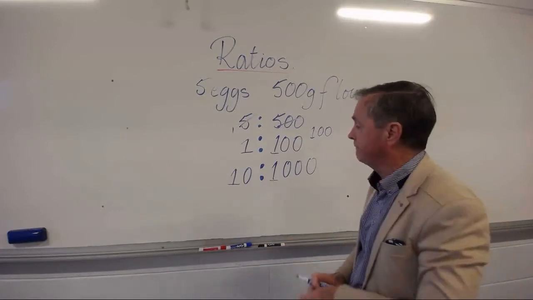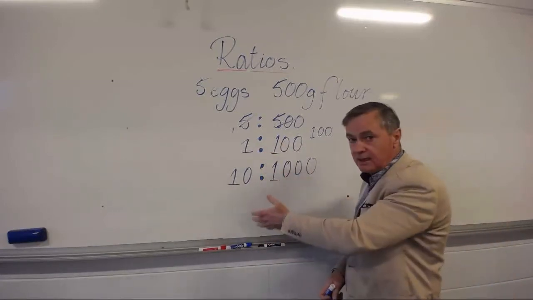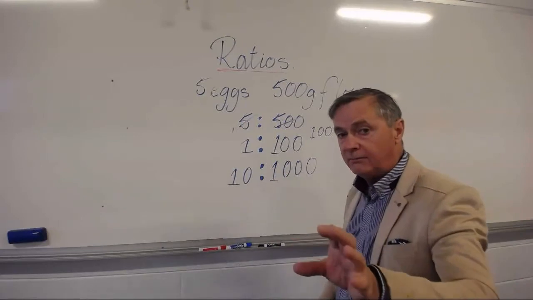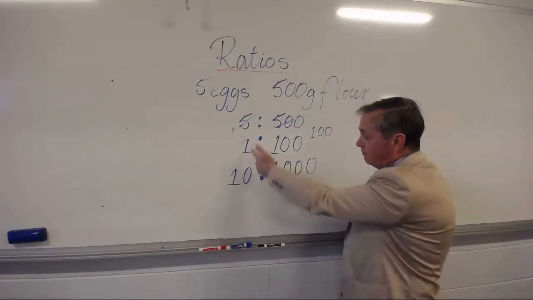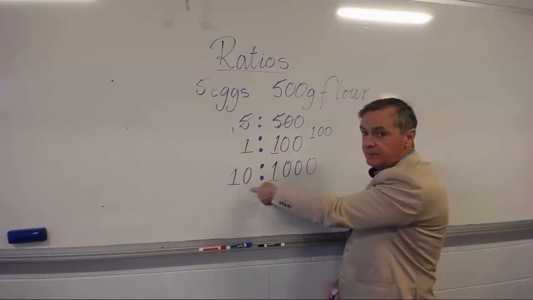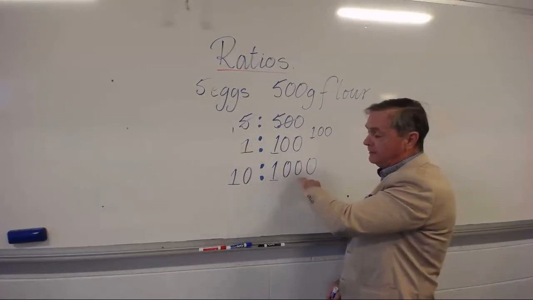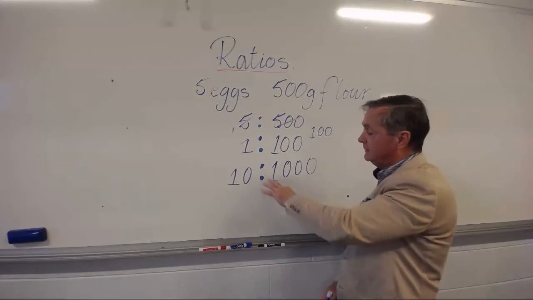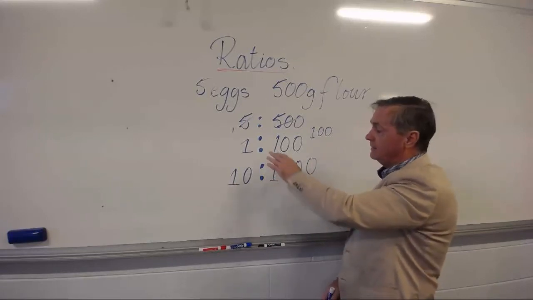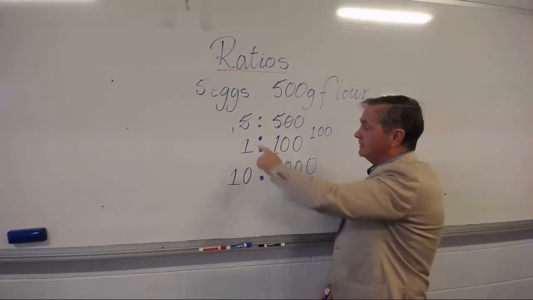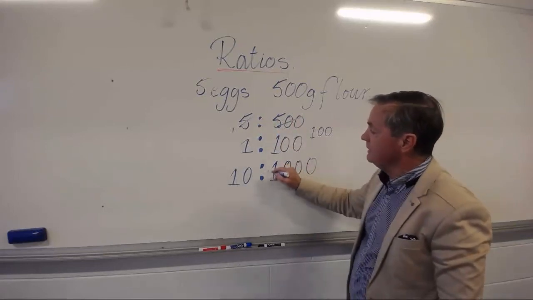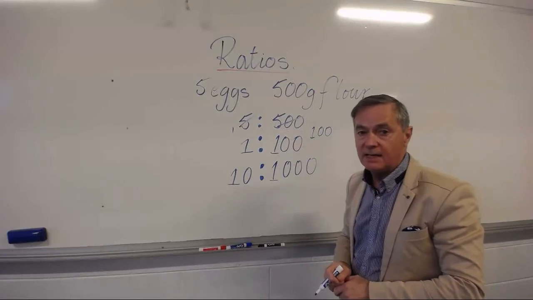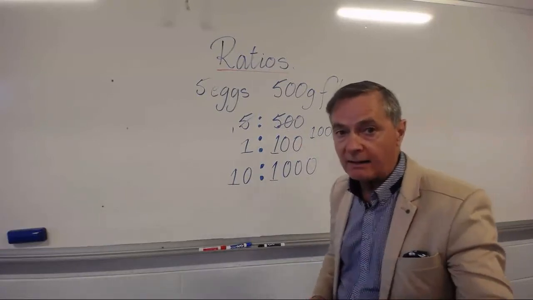Easily done. If I want to increase the amount of pasta I want to make, I just multiply each side. This is 10 times that, and this is 10 times that. So 10 is to 1,000 is exactly the same as 1 is to 100, and it's the same as 5 is to 500. So notice the way it's written and the way that it's said when we're talking about ratios.